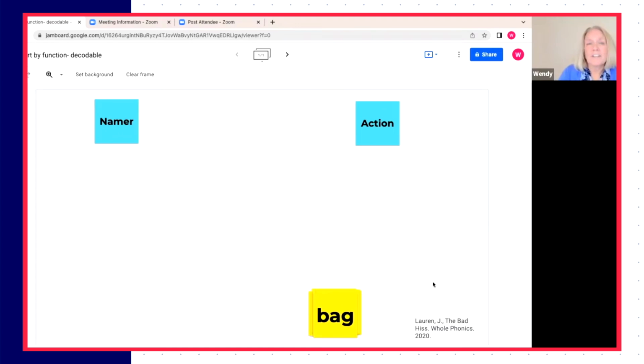I'm Wendy, a Literacy How mentor, and I will be demonstrating the word function sort, which can be found in the Literacy How Syntax Handbook. The purpose of this lesson is to have our students think about the job or the function of words in their sentences. Today, we'll be working on the namer and the action.